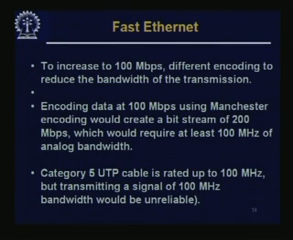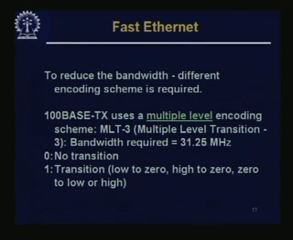So, what we do is that instead of Manchester encoding, we go to a different kind of encoding, called multiple level encoding. To reduce the bandwidth, a different encoding scheme is required. 100 base TX uses a multiple level encoding scheme, that is MLT 3, multiple level transition 3. The bandwidth required in this case has come down quite sharply to 31.25 megahertz.